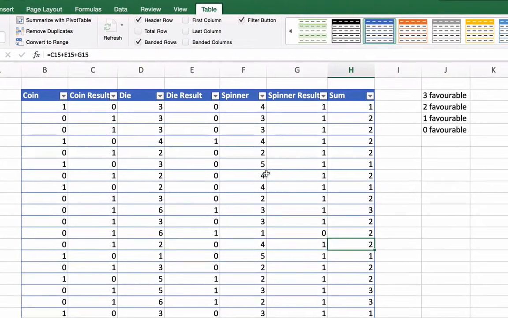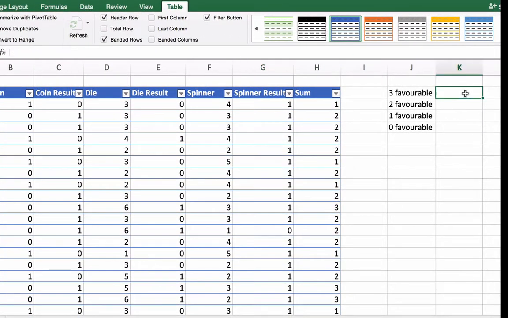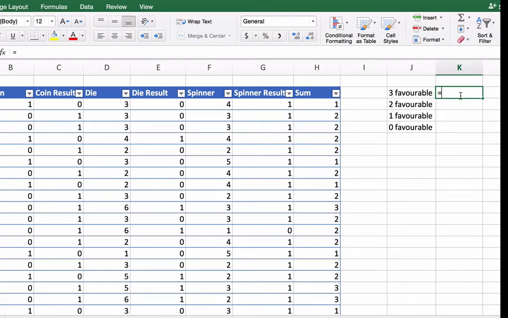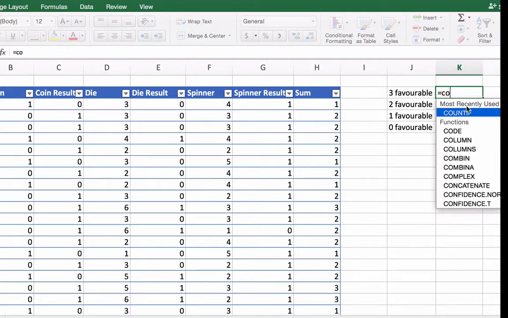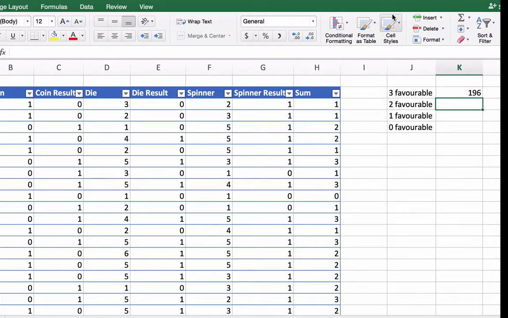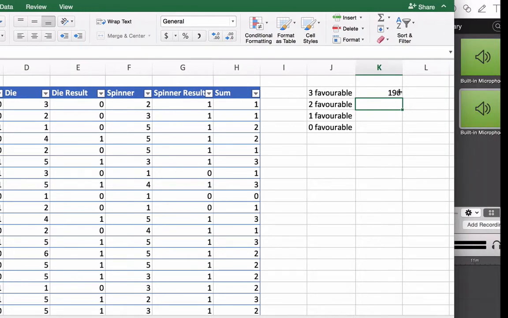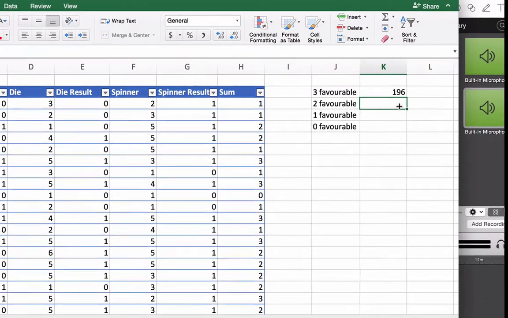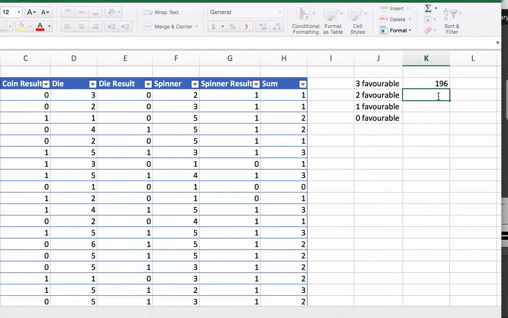And so this is going to be equals COUNTIF, and here's our range, is going to be our sum, and our criteria is going to be quotation mark equals 3, close quotation mark again, press return, and we get a value of 196. So if we've done 1,000 trials, 20% would be 200, so we're not far off that.